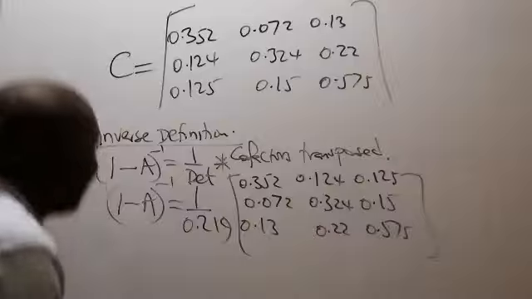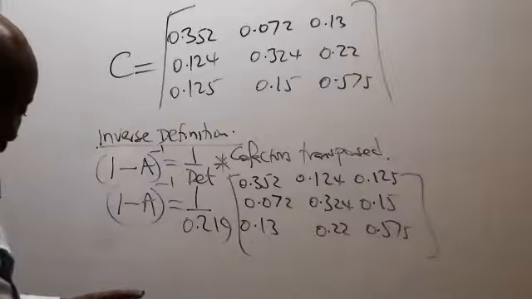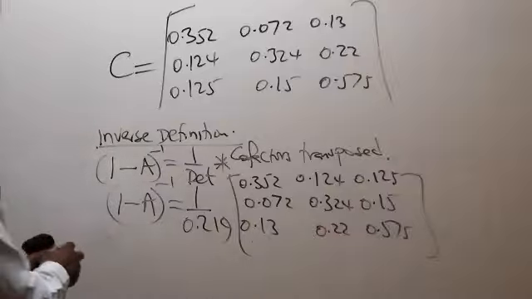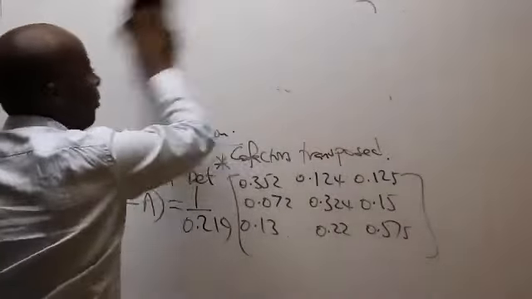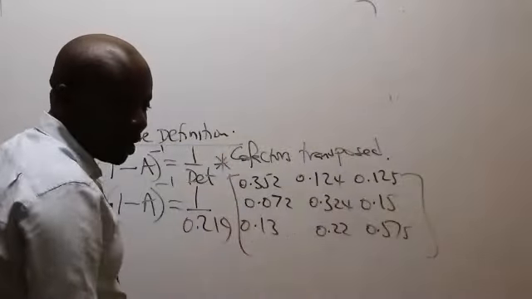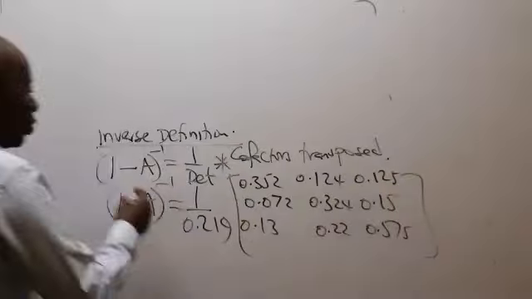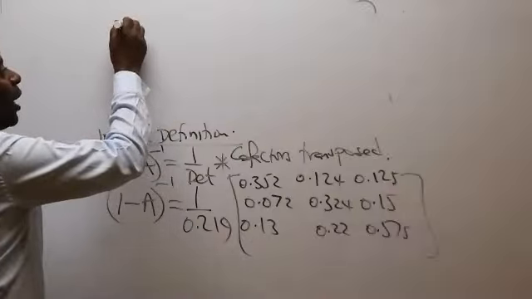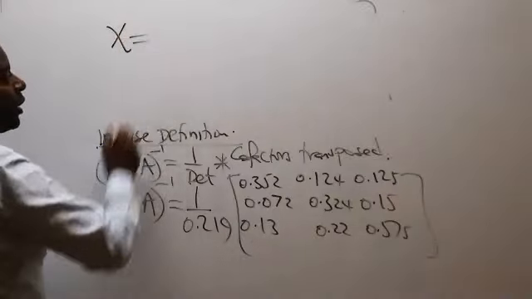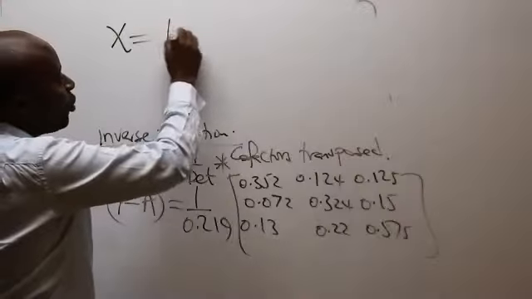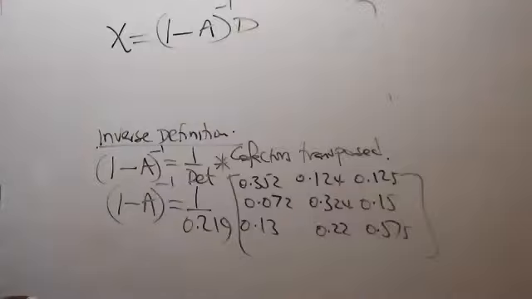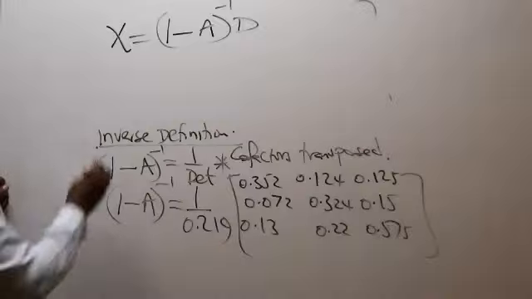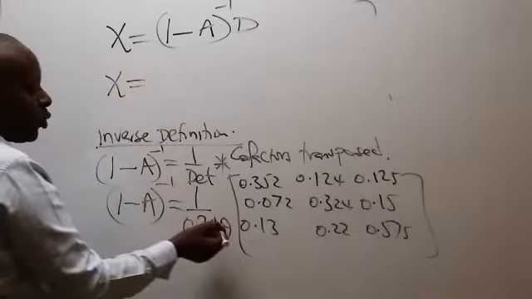Now, ladies and gentlemen, once you have gotten the inverse nicely, the next thing you have got to do is to recall the formula that we wanted to get here. Remember our input-output equation says that our x should be equal to (I minus A) inverse multiplied by D. Thank you very much, March.